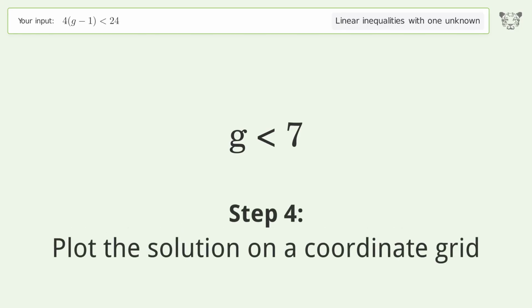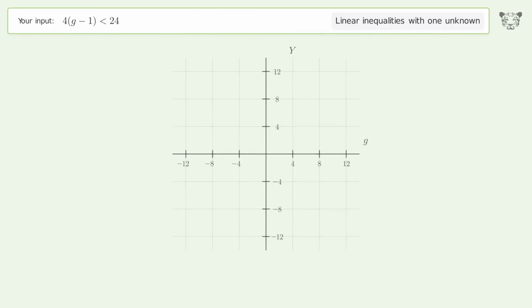Plot the solution on a coordinate grid. And so the final result is g smaller than 7.